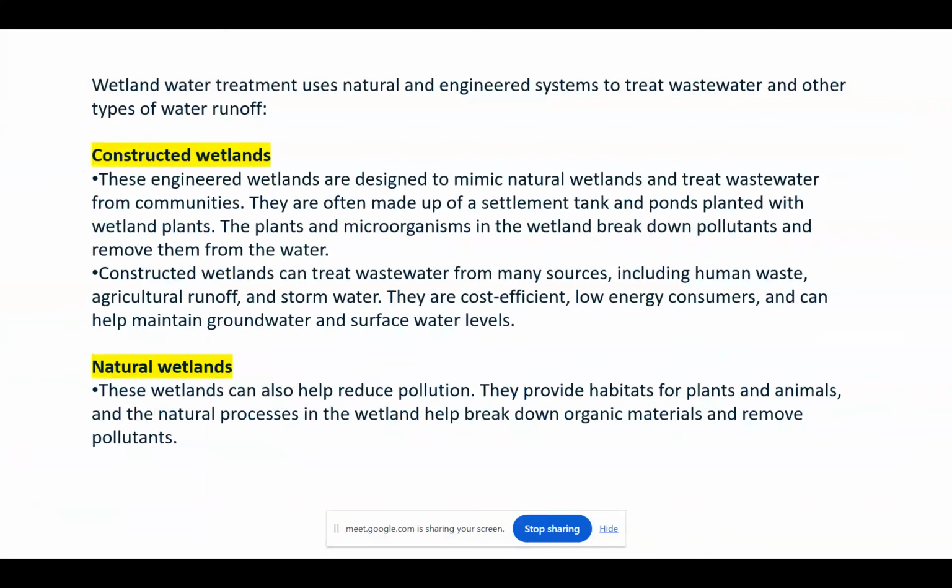So we can start today's lecture. This week the basic content is about wetlands. I think you guys already know about wetlands. So we'll start. Wetland water treatment uses natural and engineered systems. There is natural wetland, and then artificial wetland, that means constructed wetland, that is also there.